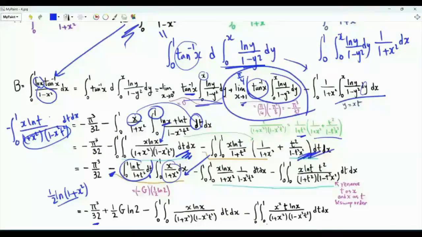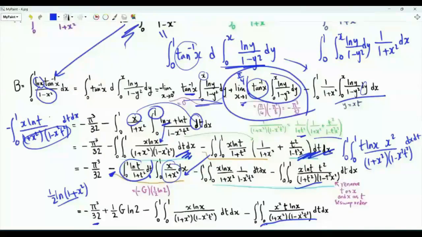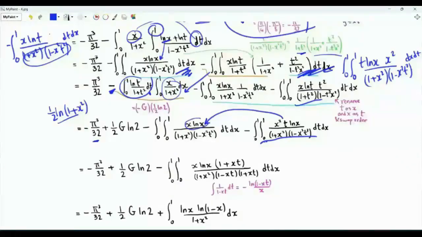Then we have this integral and that one. The trick is to rename x as t and t as x in this integral, then swap the order of integration. This integral is from 0 to 1, from 0 to 1, t ln x, x squared over 1 plus x squared, then 1 minus x squared t squared, dx dt. Interchanging the order of integration, we get this integral here, which can be combined with this integral. We have x ln x here and there. We have the same denominator. Then we have 1 from here and xt from there.